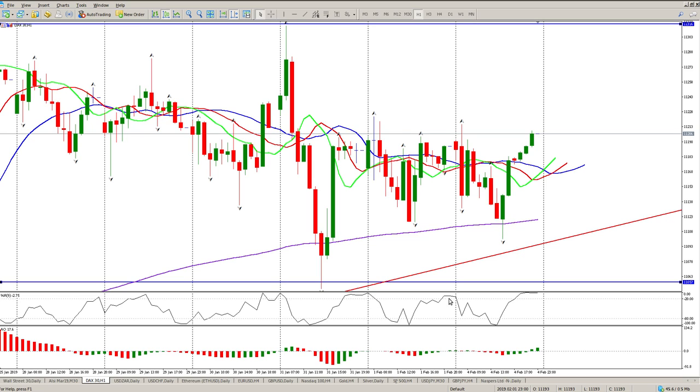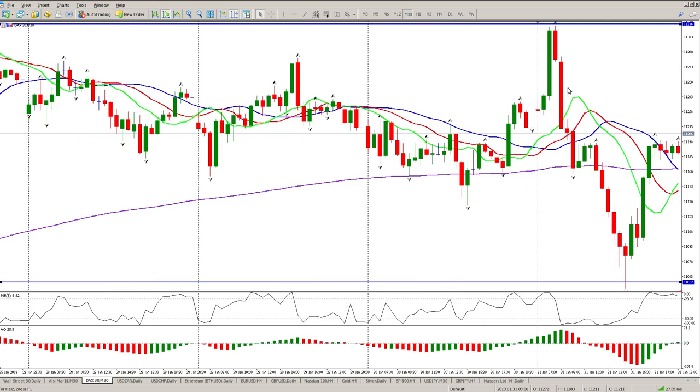But we are now sitting with continuation divergences because there is a high, lower high, lower high, lower high. And if you look at this here, we've got a high and higher high. That's continuation divergence for the move to the downside. So I do expect this to consolidate a little bit down and then maybe break to the upside. There's nothing concrete that I can see at the moment that's going to give me any confidence right now.